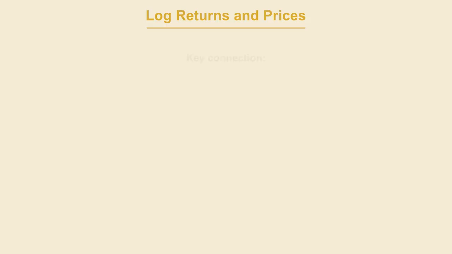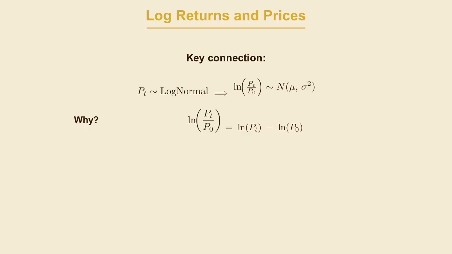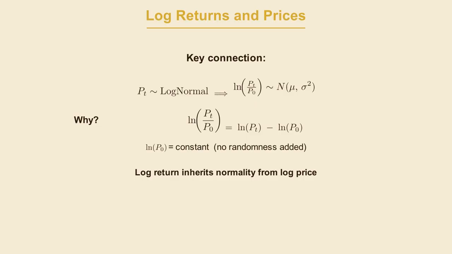So here's the nice thing about working with the log normal distribution with stock returns. The key connection is that if prices are log normal, then the returns are also log normal. So that means the log of the returns are going to end up being normally distributed. Think about why this happens. If the log of price is normal, and P0 is a fixed known constant, then the log of the ratio just equals the log of P minus the log of P0. The log of a constant doesn't add any randomness, so the log return inherits the normality of the log price.